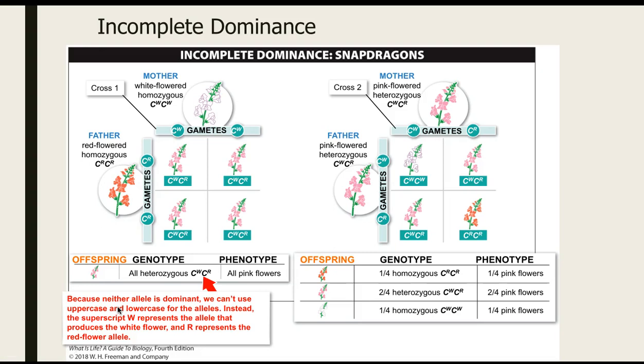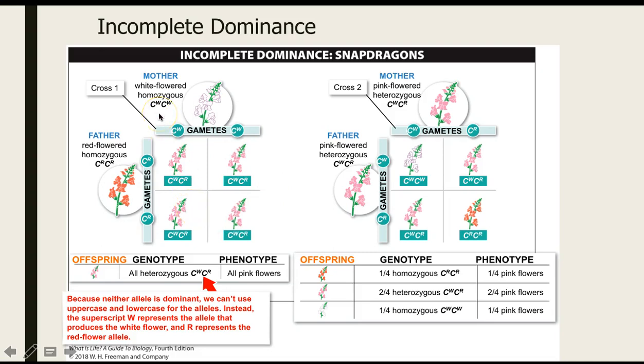And this can be seen in snapdragons very easily. I don't know if you've ever seen snapdragons. They're really cool little flowers. And what we know about snapdragons is that color is incomplete dominant. If you cross a white snapdragon with a red snapdragon, you get pink snapdragons. That's what I was saying about the definition of incomplete dominance. The phenotype is in the middle or in between.